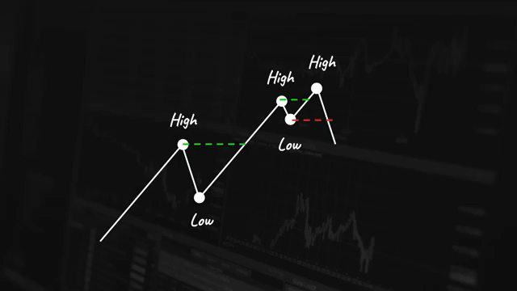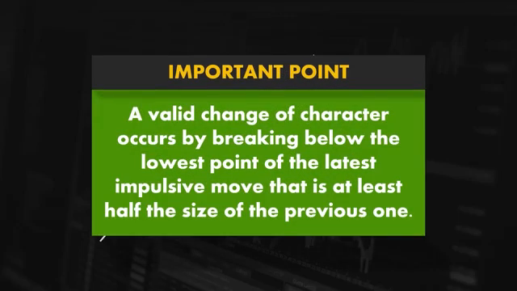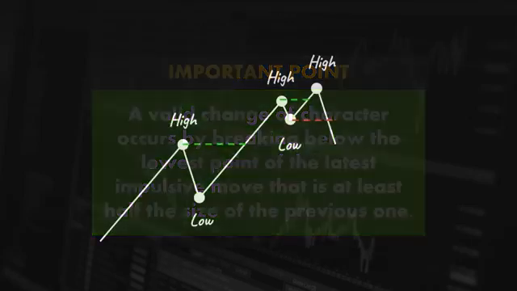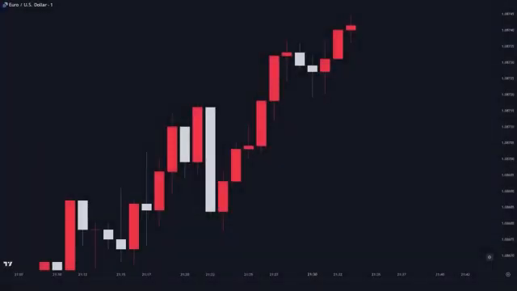The reason is that the failure of such a small movement is not supposed to be considered a reversal of the trend. So here is another rule for a change of character. A valid change of character occurs by breaking below the lowest point of the latest impulsive move that is at least half the size of the previous one. For example, look at this chart.